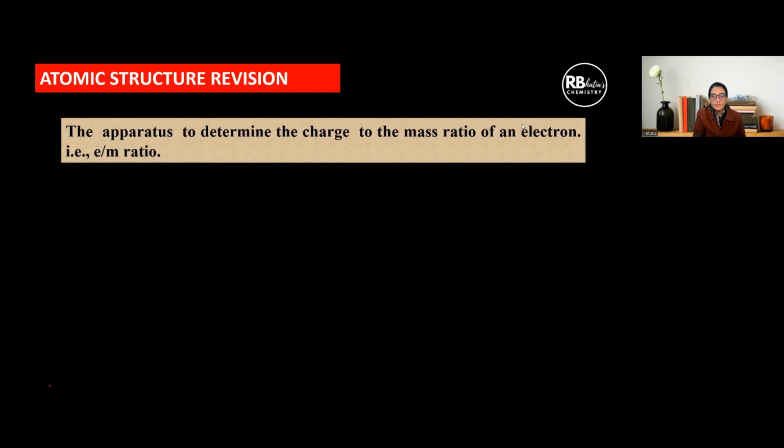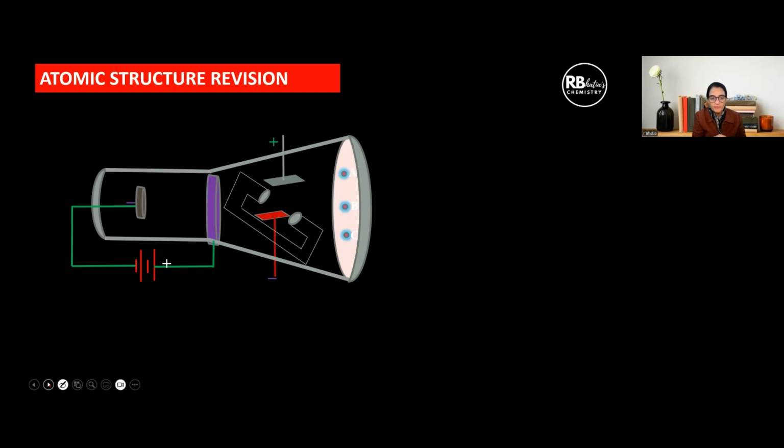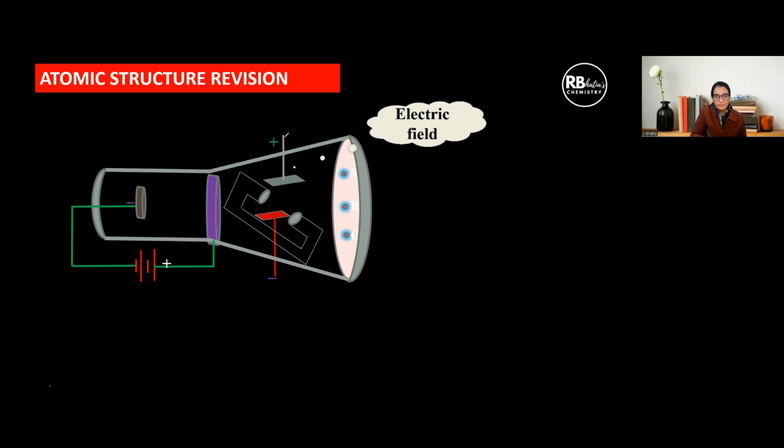The apparatus used to determine the charge to mass ratio, that is e/m ratio of electrons, is this modified cathode ray discharge tube, where we have an anode, a positive electrode, and a cathode. Then a magnetic field is applied, that is the north and south of a U-shaped magnet, and then we have an electric field and a fluorescent screen. The electric field has positive and negative terminals. This is the magnetic field, both are in mutually perpendicular directions, and this is the flow of electrons, again perpendicular. So the flow of electrons, the electric field and the magnetic field are three mutually perpendicular directions.